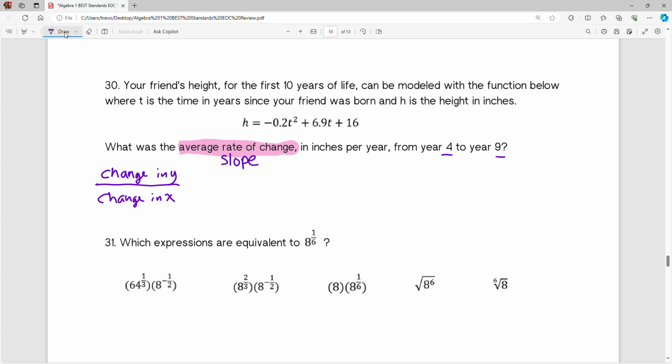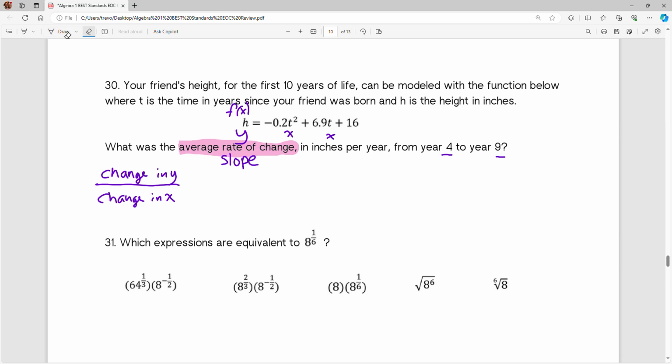So, to find the t, that's really easy. The t is like our x values, right? And h is like our y values, because that's like our f of x, and that's our x's, and this is like our y. Okay, so to find the x's, super easy, because we want 4 and 9. And then to find the y's, that's going to make this kind of look like a mess.